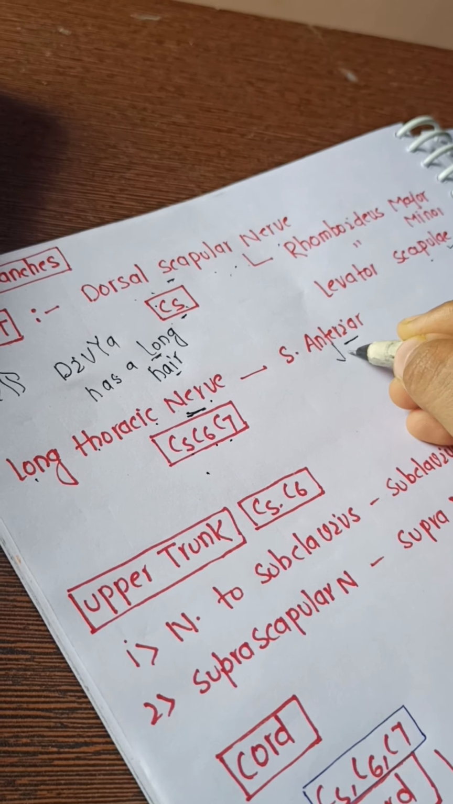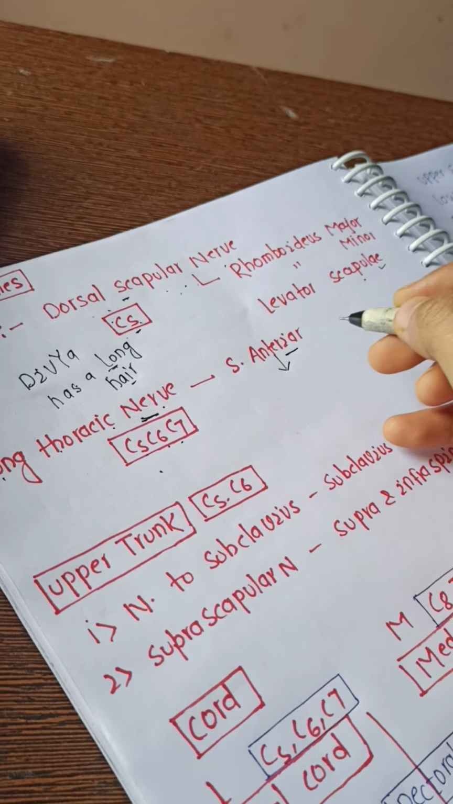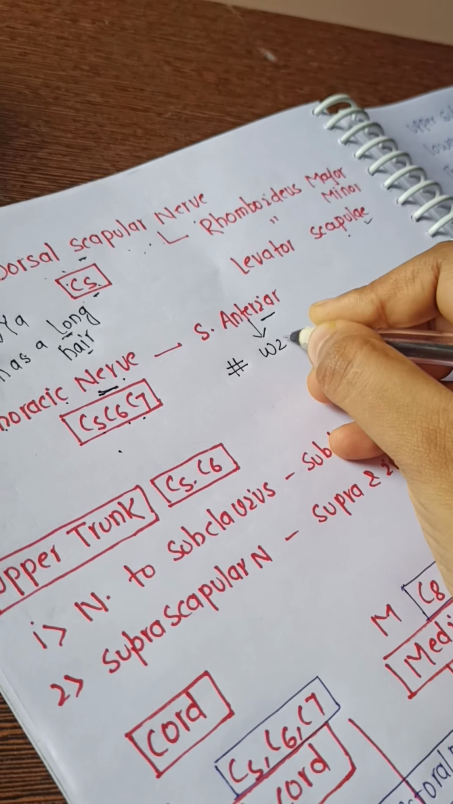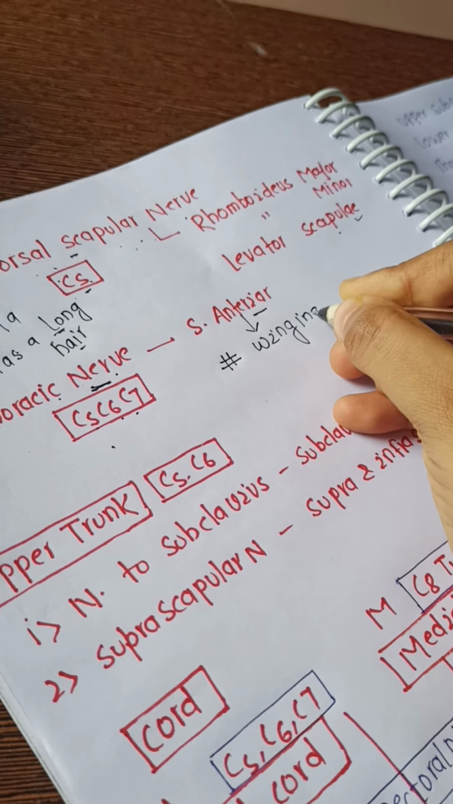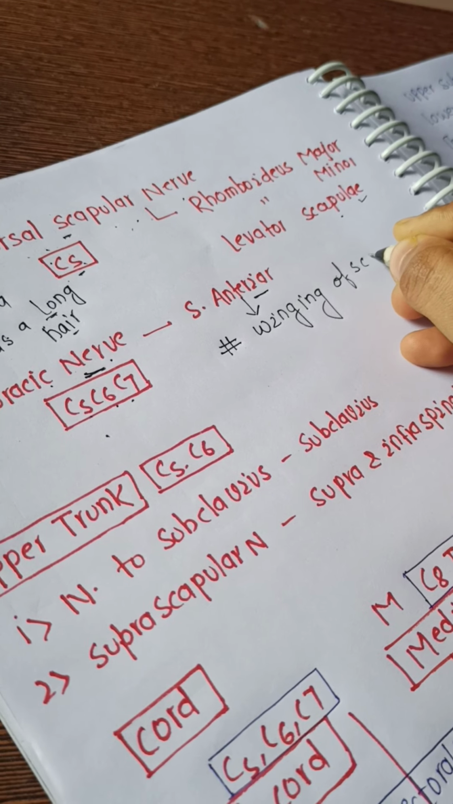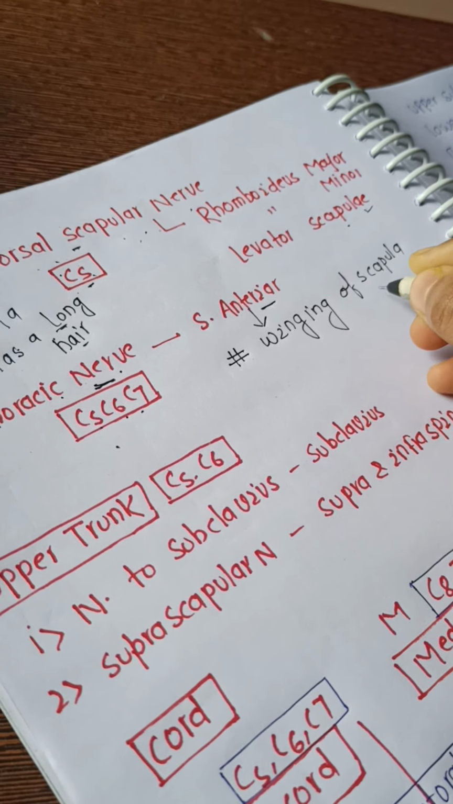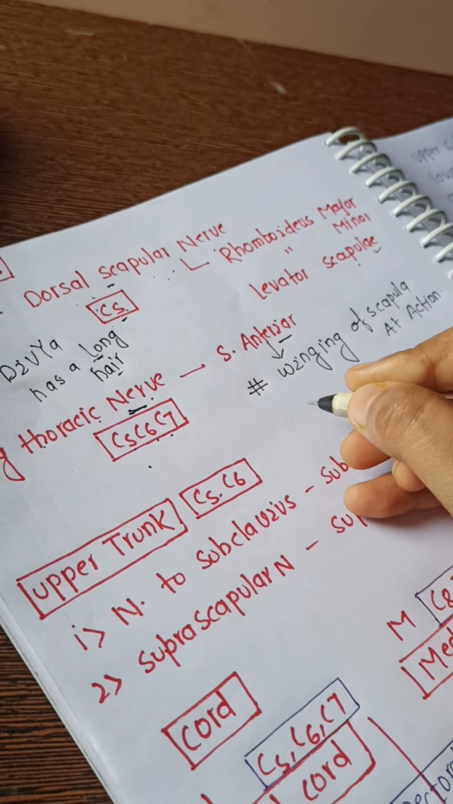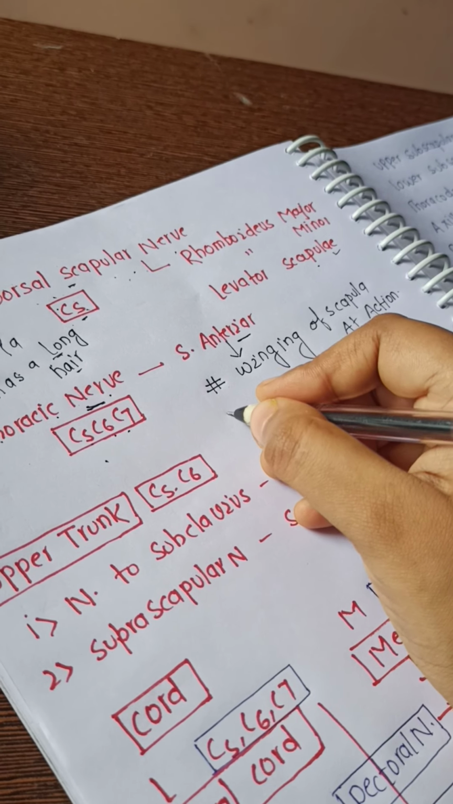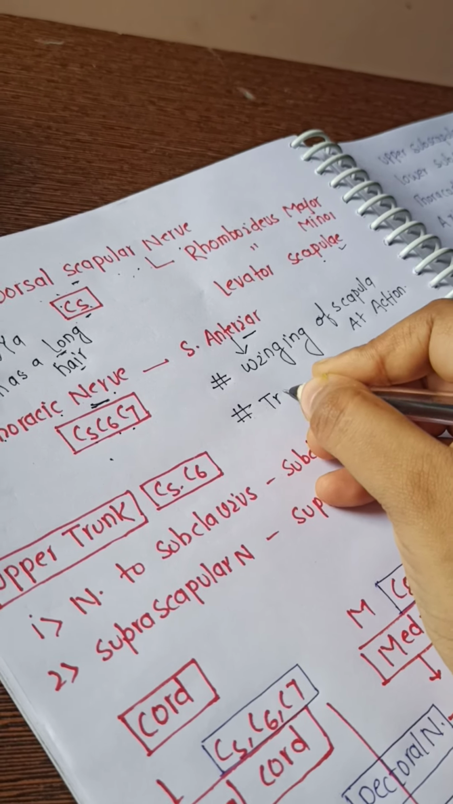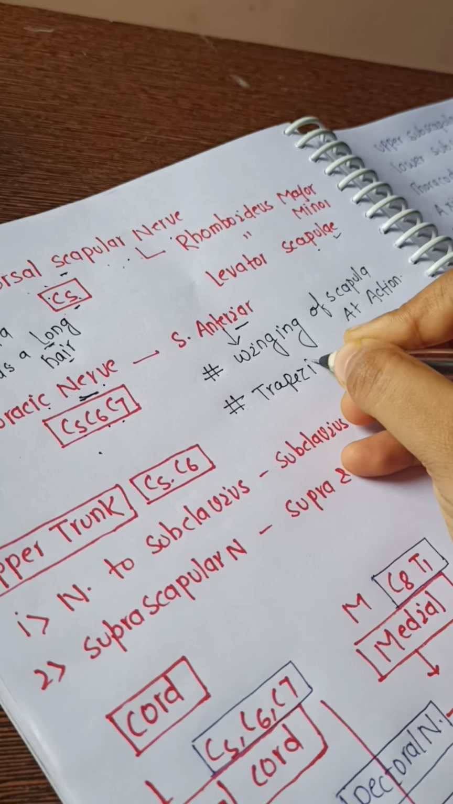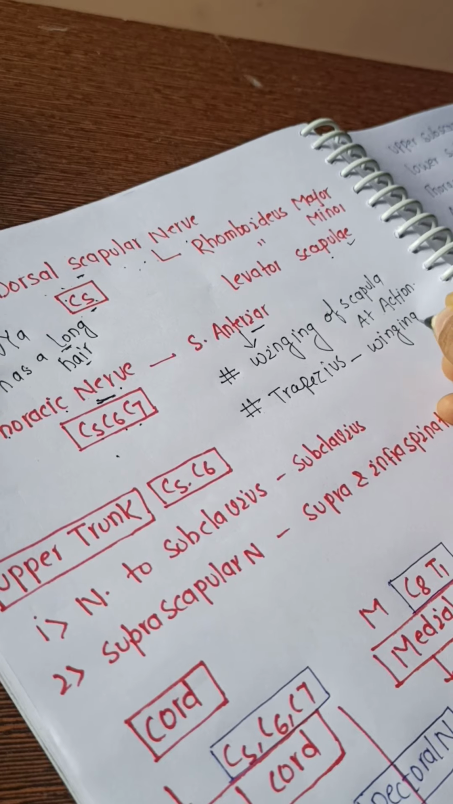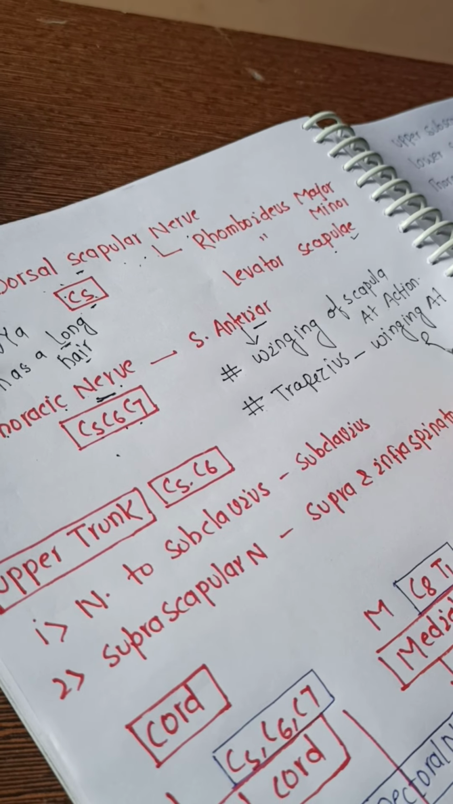One important note about the serratus anterior, that if it is damaged, it will lead to winging of scapula at action. And one extra thing I will tell you, that if there is damage to the trapezius, it will lead to winging at rest.